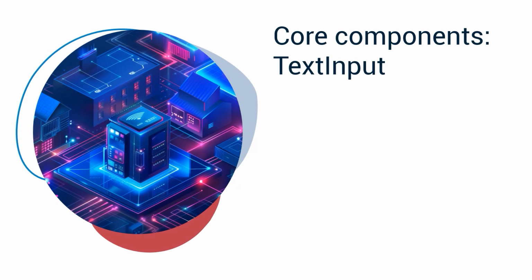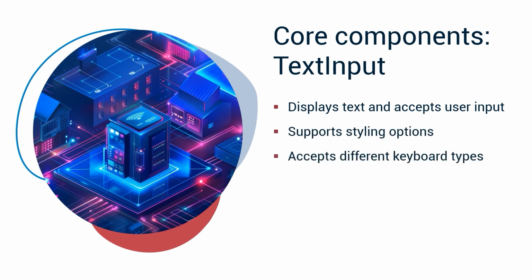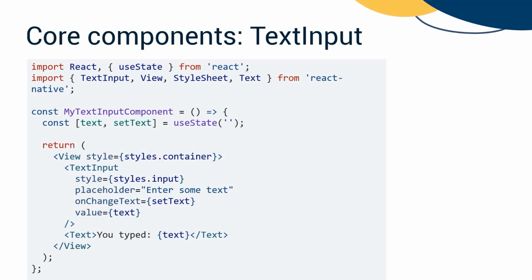The text input component displays text and takes input from the user in the form of text. It can be styled and accepts different keyboard types and event handlers. The text input syntax is the opening and self-closing tag of the text input component, which captures user input. The placeholder prop sets placeholder text inside the input field. The onChange prop handles changes in the text input, updating the state. The value prop sets the current text inside the input field.